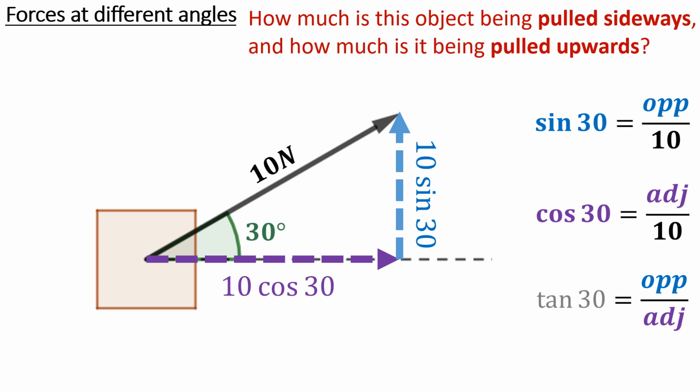You can think of it in terms of the right angle triangle, if you like. The other acute angle in this triangle is 60 degrees. And if we look at the 60 degrees, then that would change which of these sides counts as the opposite and which counts as the adjacent.